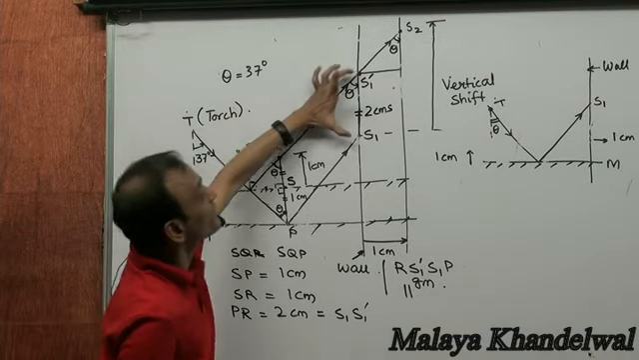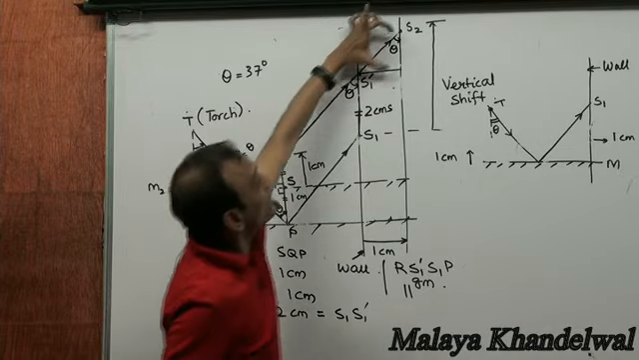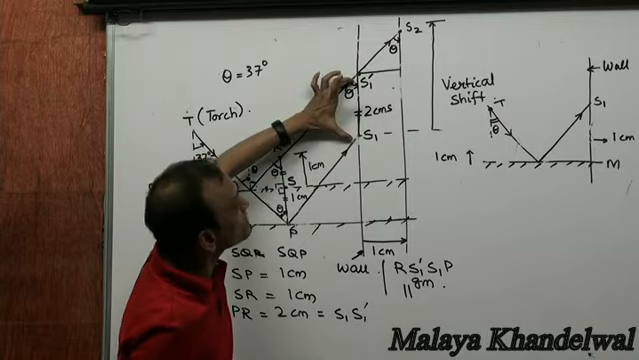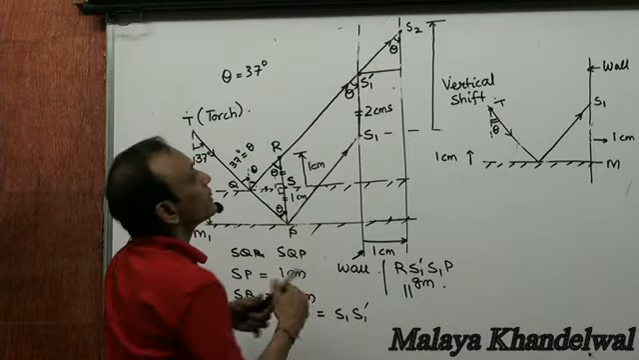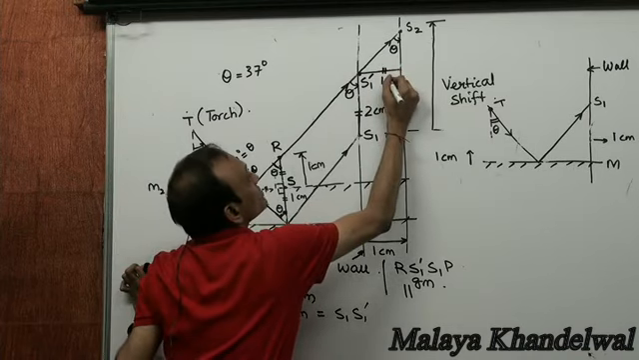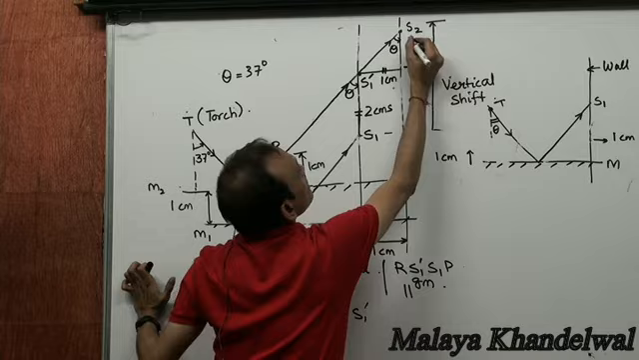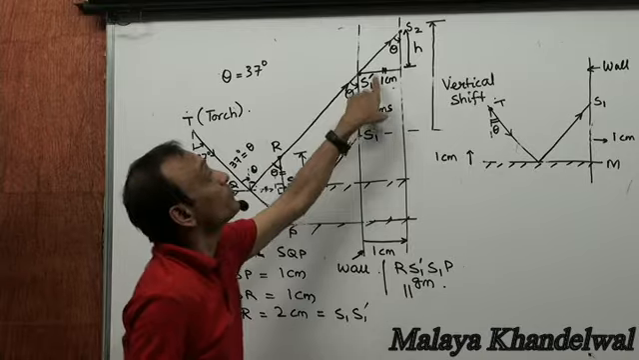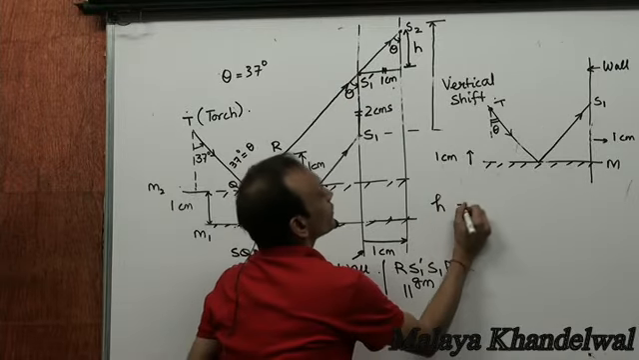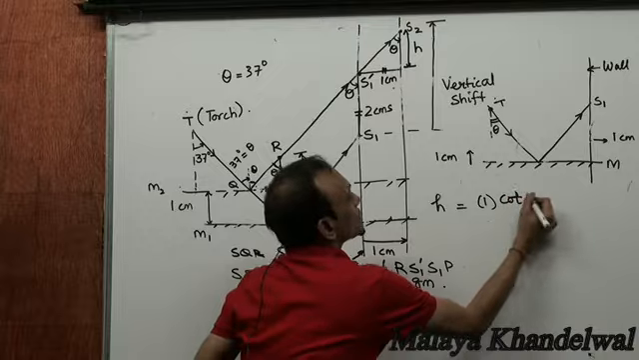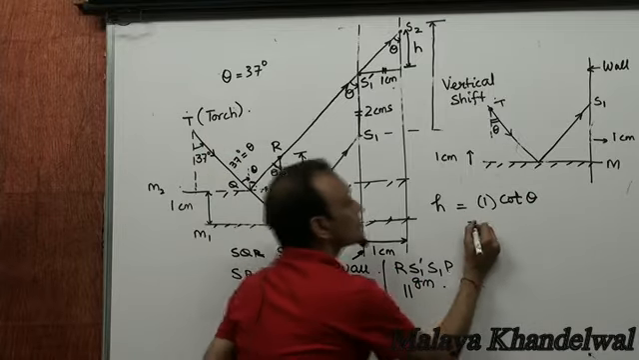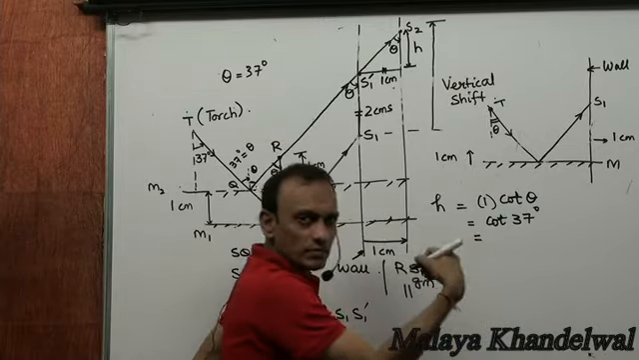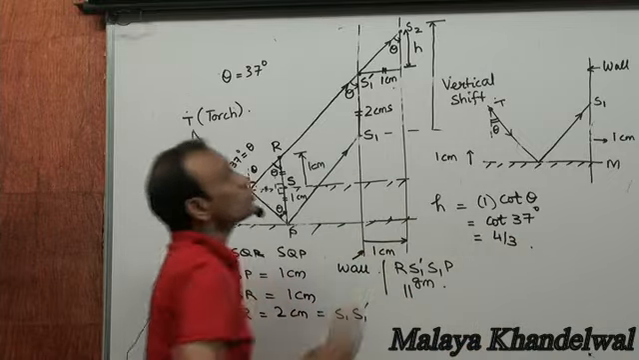Now, so there is already a vertical shift, 2 centimeters. Now there is an additional vertical shift, which is this. So the net vertical shift from S1 to S2 would be this 2 centimeters plus this additional amount. Now, this length is 1 centimeter. So this height H you can see would be 1 cot theta. Cot theta means cot 37 degrees. Cot 37 degrees is cos 37 by sin 37. That makes it 4 by 3. So H is 4 by 3.